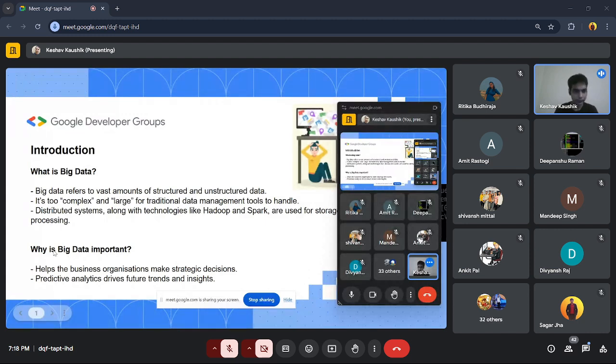Okay, so the big question, why is big data important? Imagine a company like Amazon. It has a huge amount of data, right? It can use that data to make strategic decisions, for example, this country buys more, so we should invest more in that country. So this decision can be helped by big data, and predictive analytics drives future trends. Yeah, it's basically the same thing.